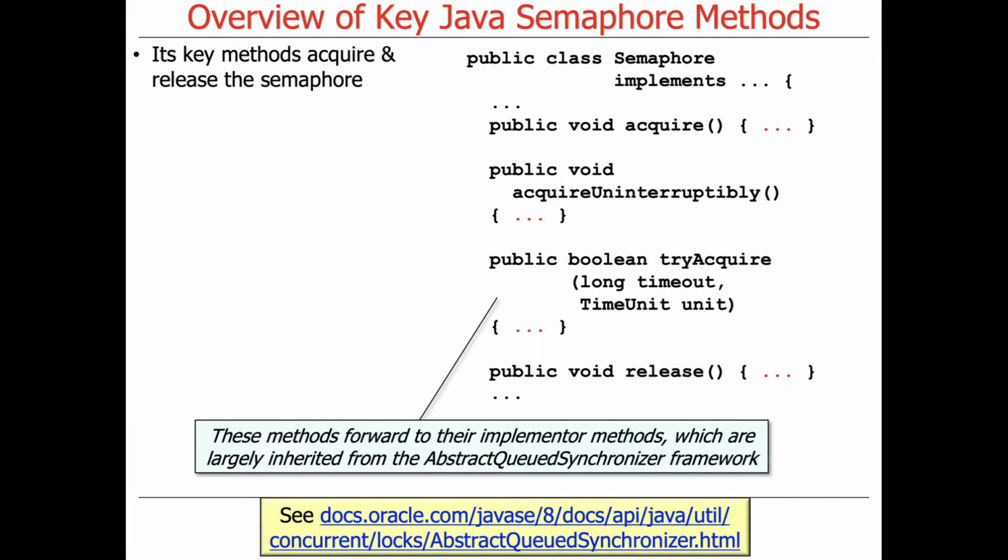So you can see here that these methods under the hood use the abstract queued synchronizer framework. I mentioned that very briefly last time. We'll talk a bit more about it, and you'll get to see how the methods work. But that's how the implementation works for Semaphore. Very, very similar to the way the implementation works for other synchronizers like Java reentrant lock, for example.